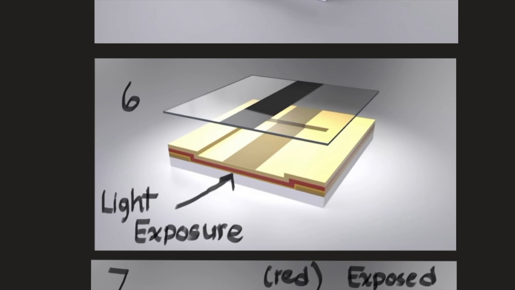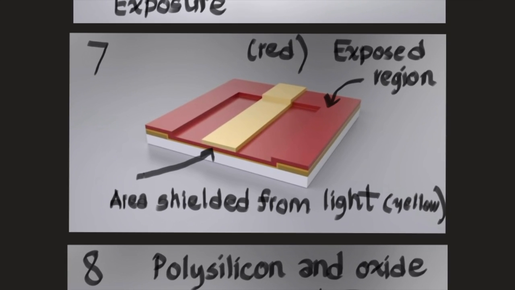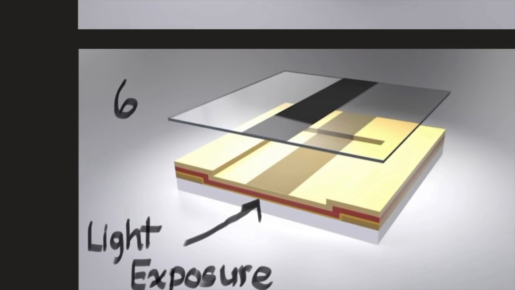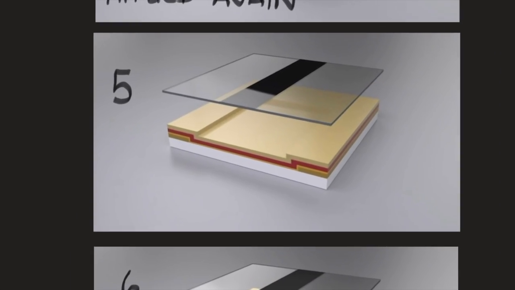Continuing on, step number 6 is light exposure. As you can see, there's a differentiation between the lighted area and the non-lighted area. This is the non-lighted area and this is the lighted area. Step number 7, the area shielded from the light is still yellow as before, and the exposed region is now red. As you can see here, the red was already previously below and it was just altered.